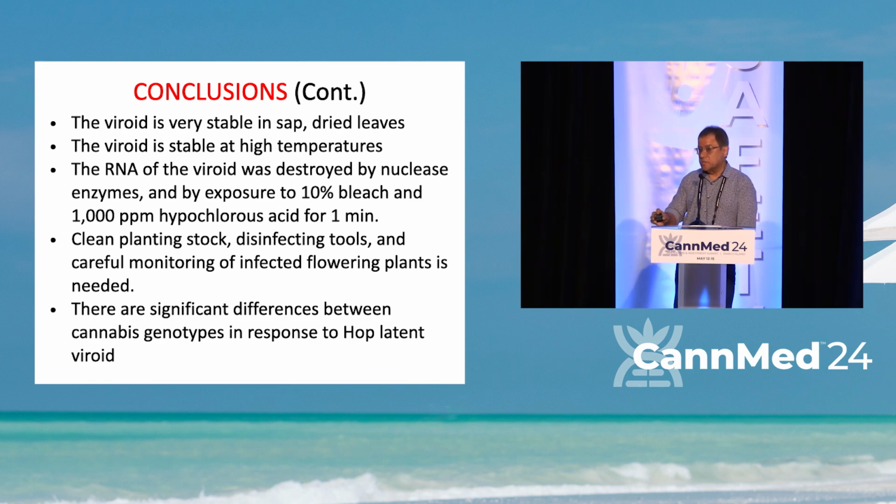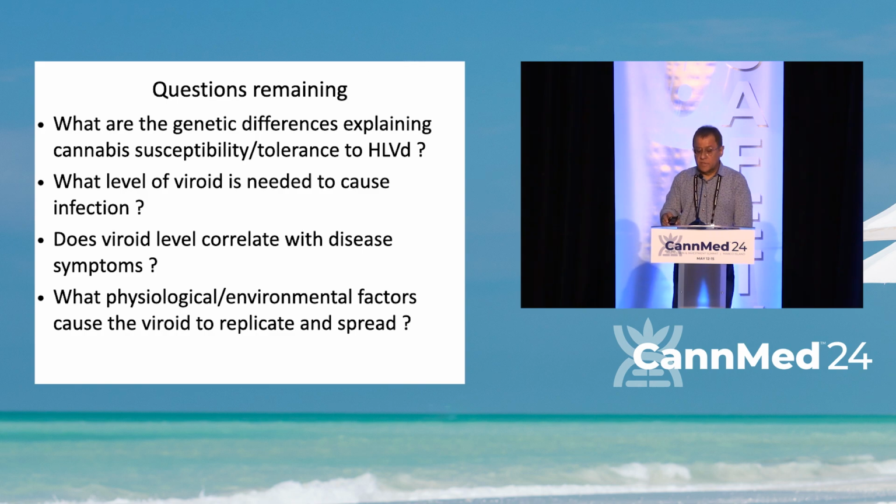And we do know that there are significant genotypic differences in response to hop latent viroids. So that requires a little additional work. Some questions? We don't know what levels of viroid actually are needed to cause infection. Is it 1,000? Is it 10,000? Is it 1,000,000? And how do the viroid levels correlate with disease symptoms or latency? And again, of course, what environmental factors are required.